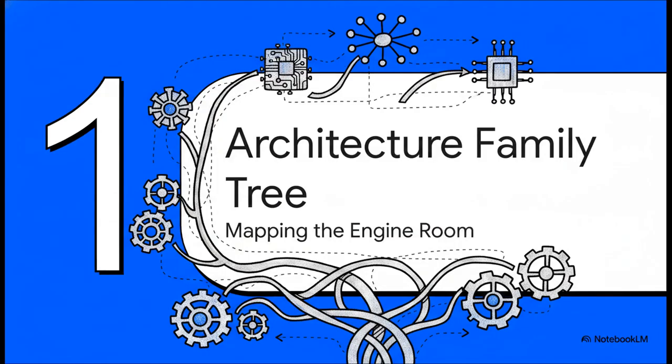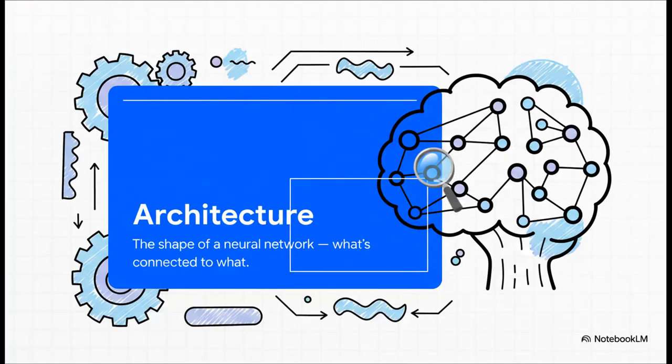Section 1, the architecture family tree, mapping the AI engine room. Before we get completely lost in the weeds with specific models, we really need to ground ourselves with a simple definition. What do we actually mean when we say architecture? Well, at its core, an architecture is simply the shape of a neural network. It defines what is connected to what. It's basically the wiring diagram of the artificial brain.